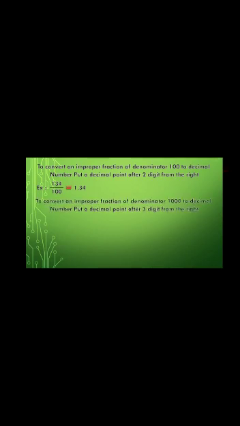1.34. To convert an improper fraction with denominator 1000 to a decimal number, put a decimal point after three digits from the right. Exercise: 125 over 1000 equals 0.125.